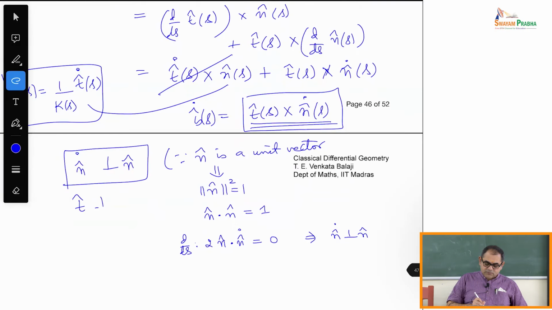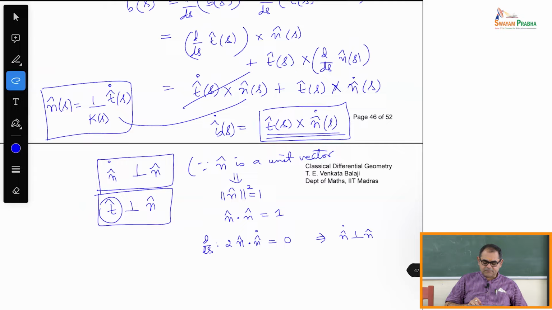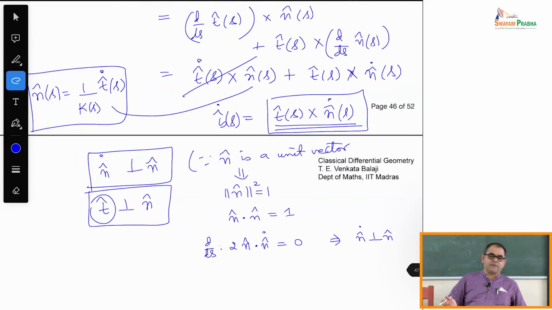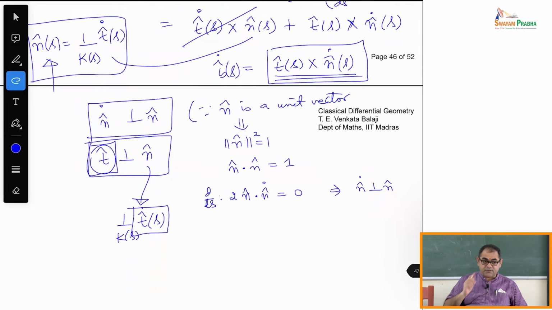On the other hand, notice that t is also perpendicular to n hat by definition. The tangent and normal are perpendicular. Even by definition, the tangent direction and the normal direction are perpendicular, because this normal direction is given by, look at this definition, 1 by k(s) t hat dot s, and t hat dot and t hat are again perpendicular because t hat is norm 1.